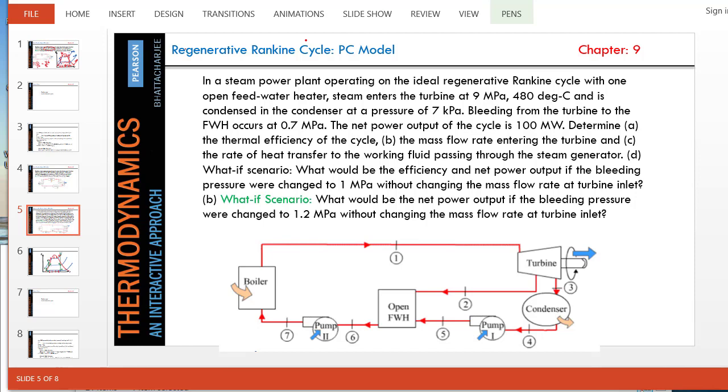There are three different pressures in this cycle. One is 9 MPa, that's the boiler pressure. Another pressure is 0.7 MPa, 700 kPa, that's the feed water, the bleeding pressure, the pressure that the steam is bled from the turbine at. And finally, the third pressure is the condenser pressure.